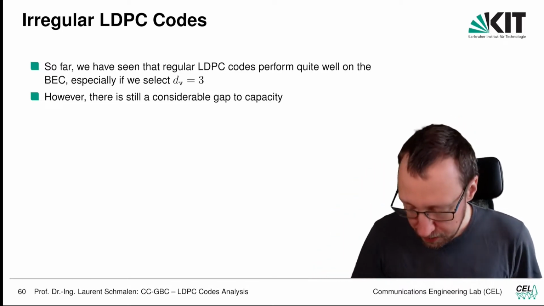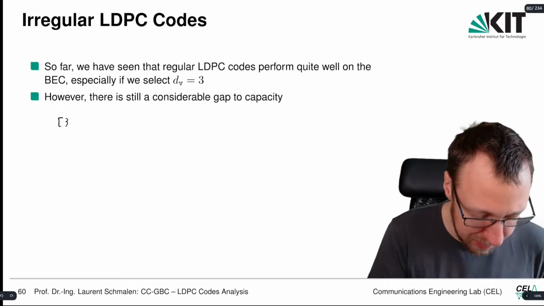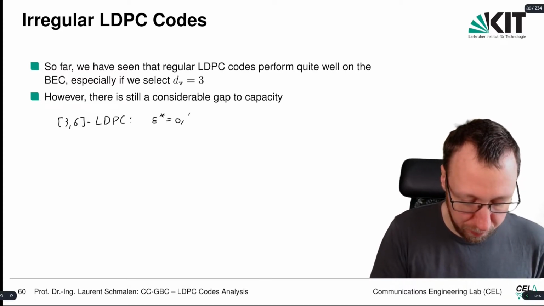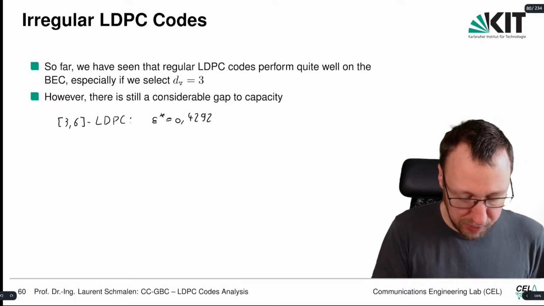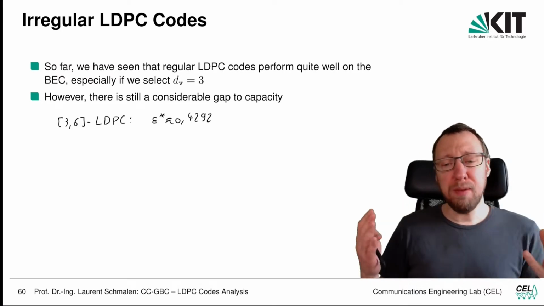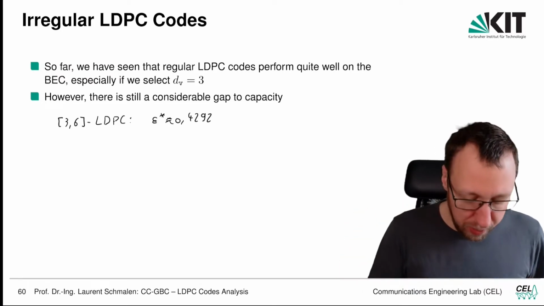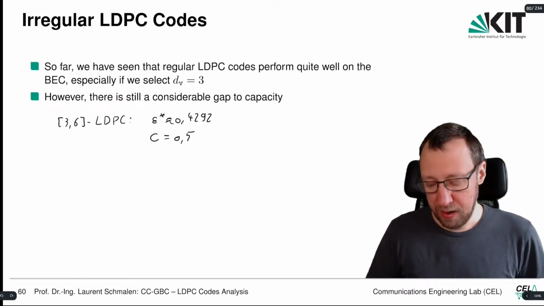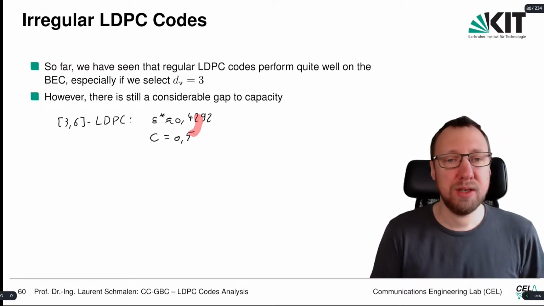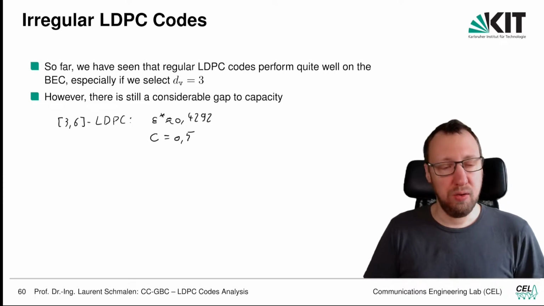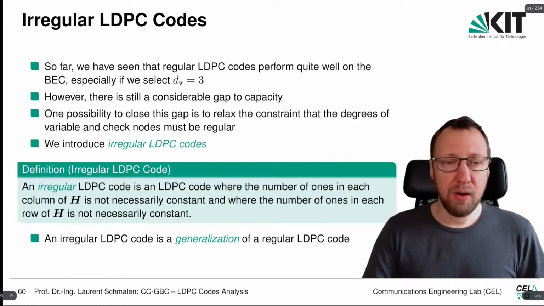So we know that the (3,6) LDPC code has a threshold of epsilon star equals 0.4292 approximately. So this is the largest epsilon at which an optimal code can decode. But we also know that the capacity of the binary erasure channel is in this case 0.5. And there is a discrepancy between these two numbers, and this discrepancy is what we're going to close. So how do we do this?